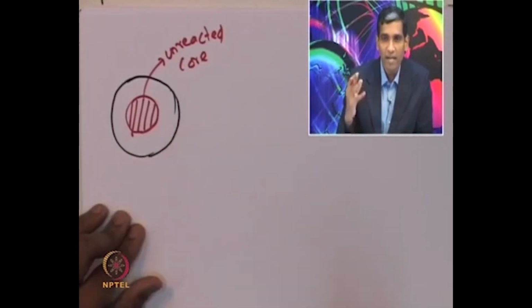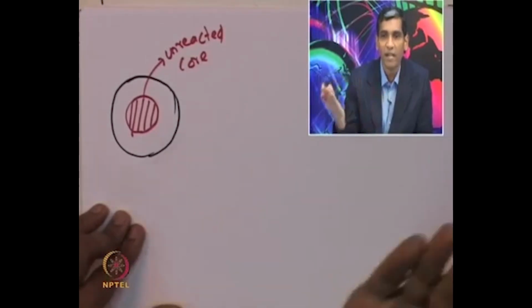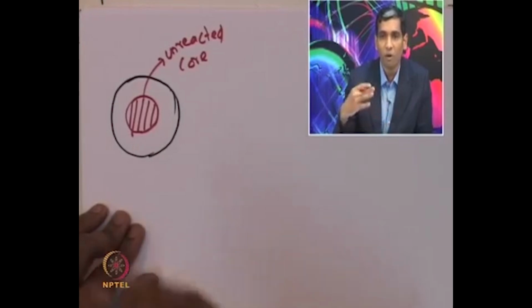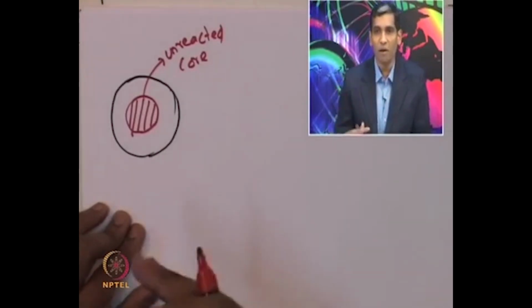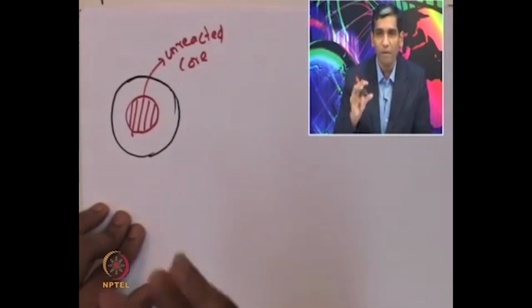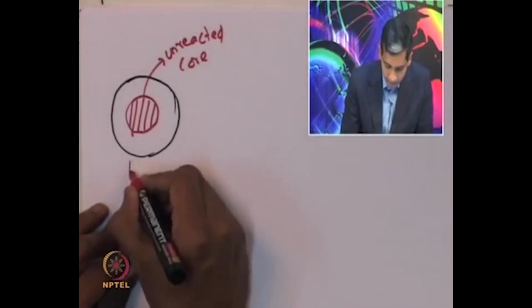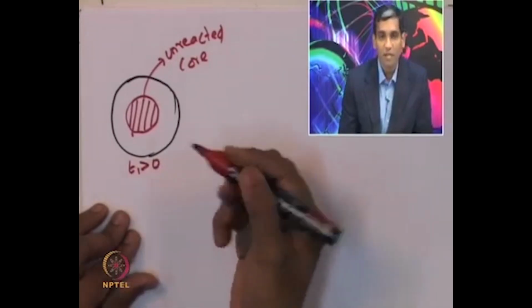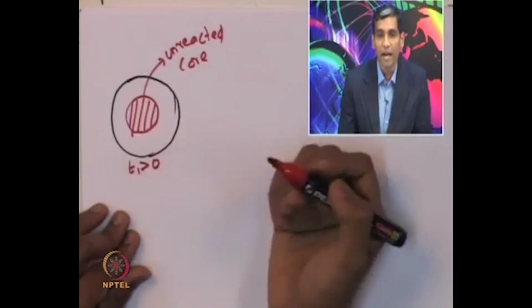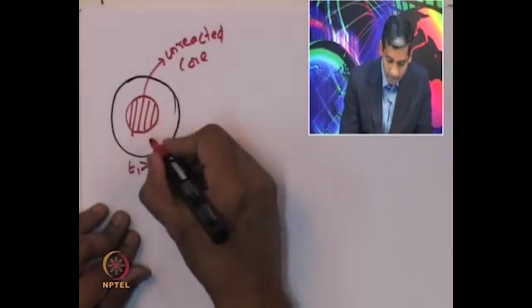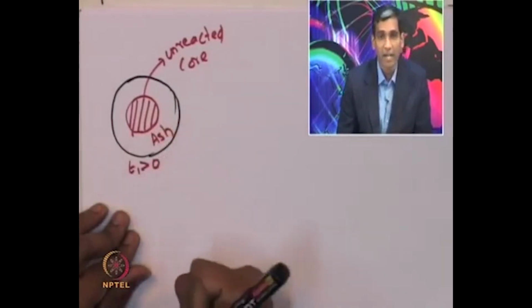So, at any time there will always be a small unreacted core until the conversion is complete, which means that all the solid has been consumed. Till all the solids have been consumed, there will always be some location where the unreacted solids are present. So, let us say at some time t1, which is greater than 0, there is some amount of unreacted core which is present, and the outside layer is called the ash layer.